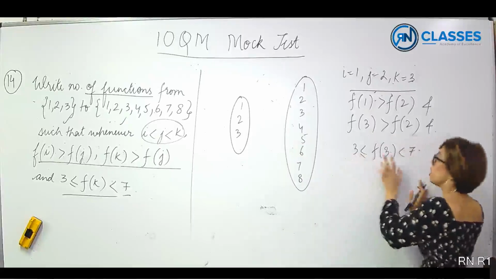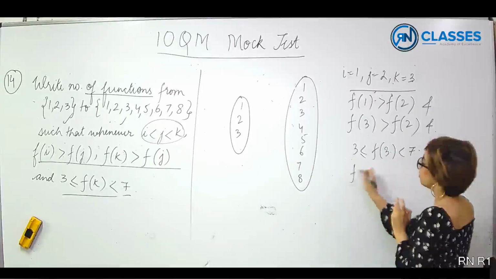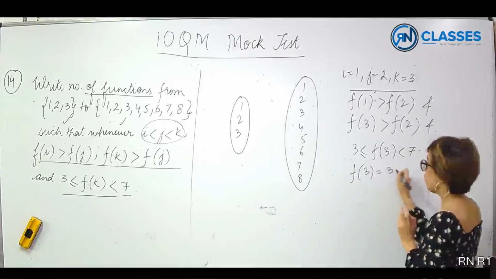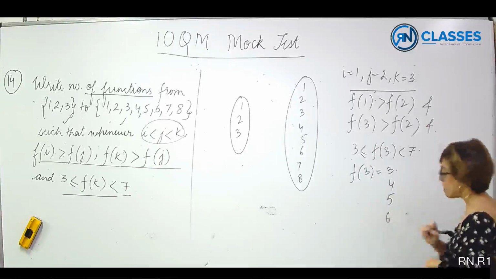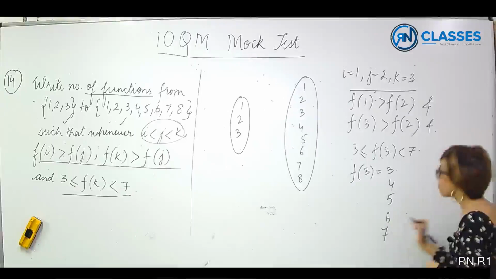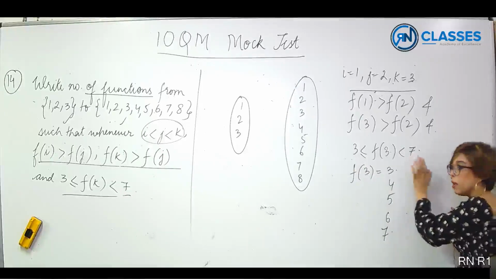but there is a restriction. Either it can be associated with 3, right? Or it can be 4, or it can be 5, or it can be 6. Do you think it can be 7? The answer is no, obviously, because equality is not there.